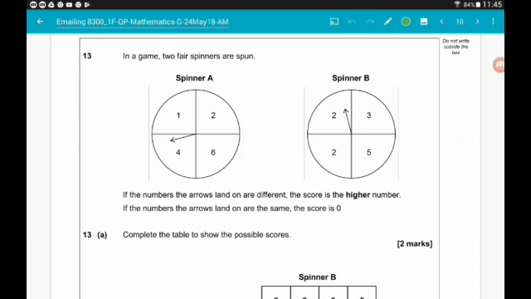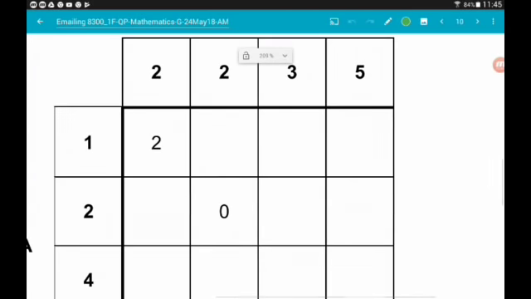Our first mission is to complete this table for the possible scores. So, going across the top then, if we score a 1 and a 2, the score is 2. If we score a 1 and a 3, the score is 3. If we get a 5 and a 1, the score is 5.